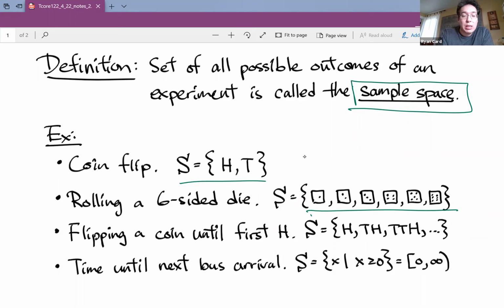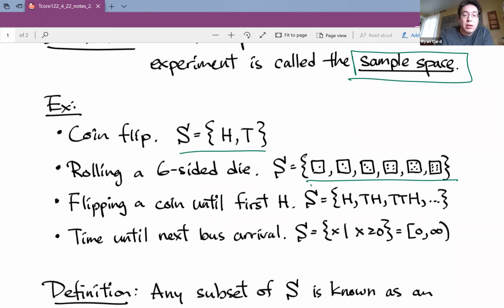For example, if you're flipping a coin until you get your first heads, you could get heads right away, or you could get tails and heads, tails, tails, then heads, and so on. So you could get any number of tails before you actually get your first head. If you're writing out all possibilities, there's infinitely many of them. So the sample space could be infinite.